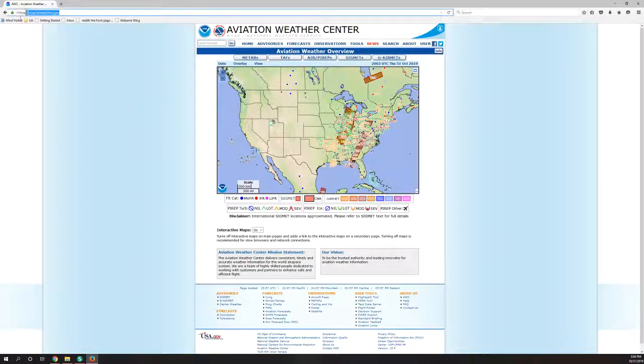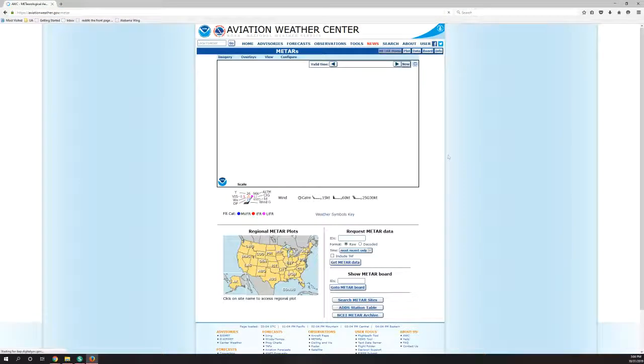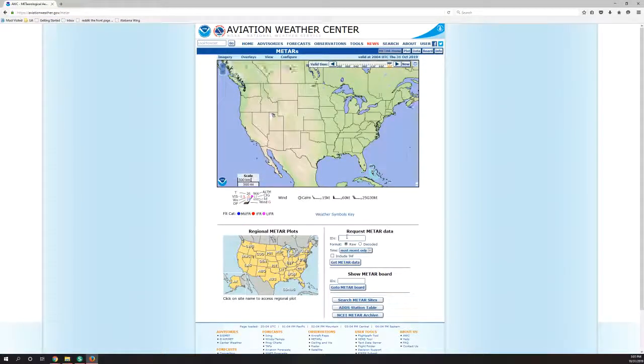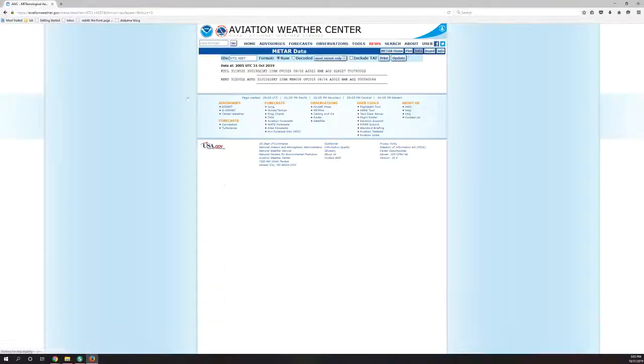So we're going to aviationweather.gov, and whenever we're there, we can just hit METARs right here, or we can go to observation and METARs. Does not matter. We'll just hit METARs right here in this case, and we're just going to put in the IDs. So KTCL, I'm going to put a space, and KEET is the identifier for Shelby County. We're going to get the raw. We don't need to include the TAF this time. We're going to get it.